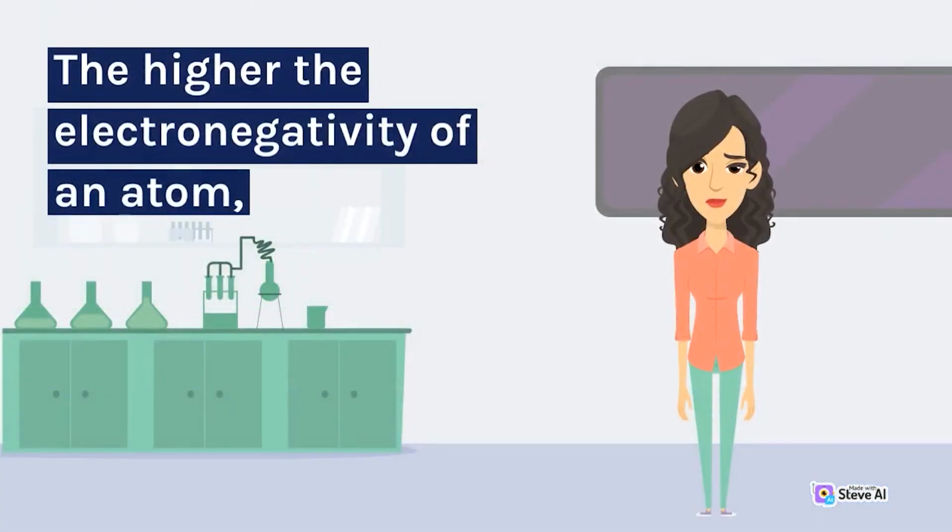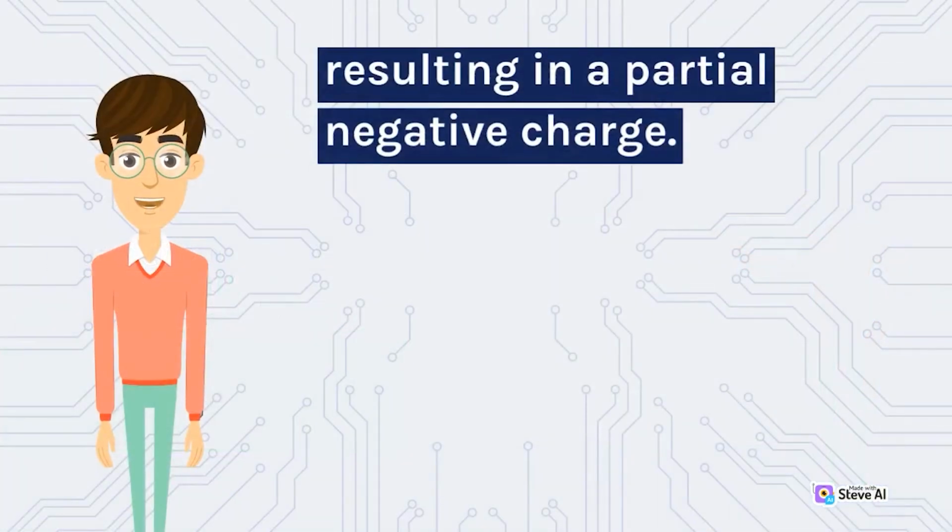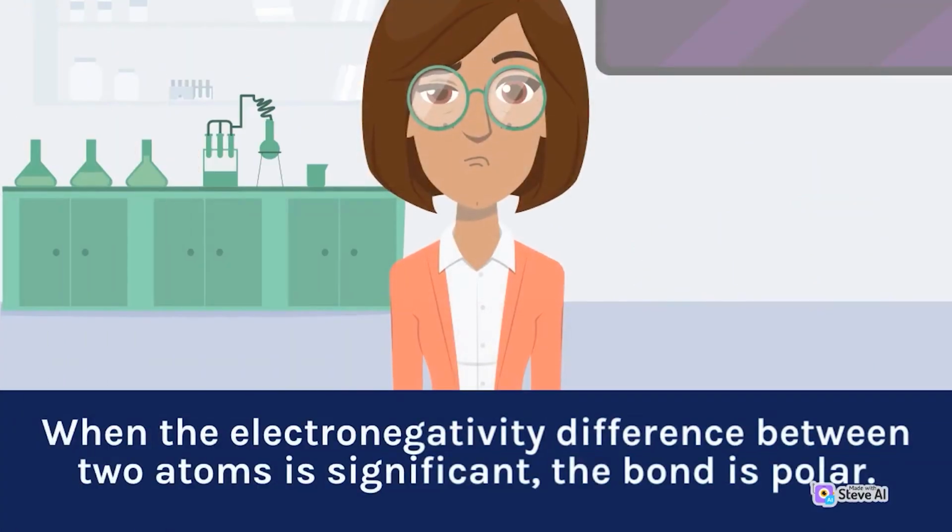The higher the electronegativity of an atom, the more it attracts electrons towards itself, resulting in a partial negative charge. When the electronegativity difference between two atoms is significant, the bond is polar.